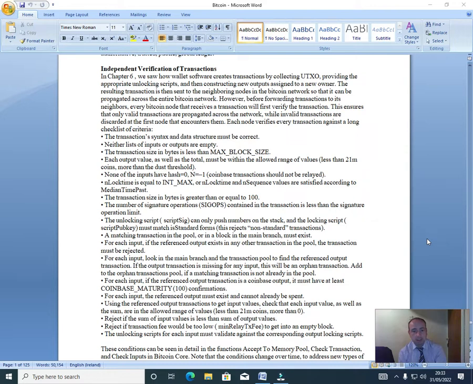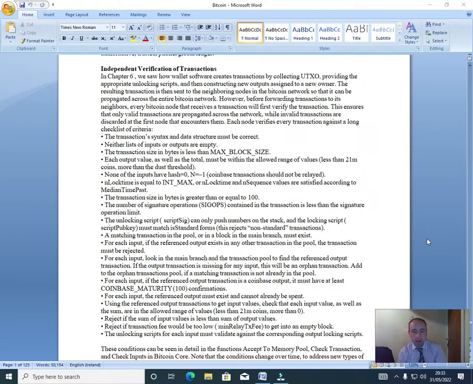nLockTime is equal to INT_MAX, or nLockTime and nSequence values are satisfied according to MedianTimePast. The transaction size in bytes is greater than or equal to 100. The number of signature operations (SIGOPs) contained in the transaction is less than the signature operation limit. The unlocking script (scriptSig) can only push numbers on the stack, and the locking script (scriptPubKey) must match isStandard forms.